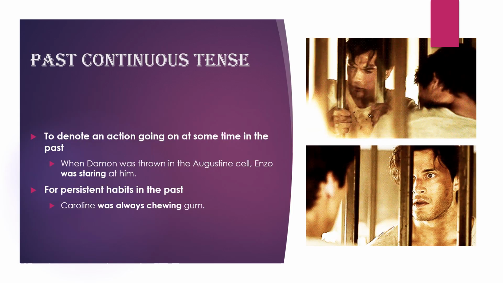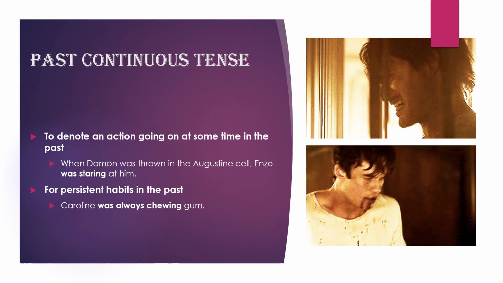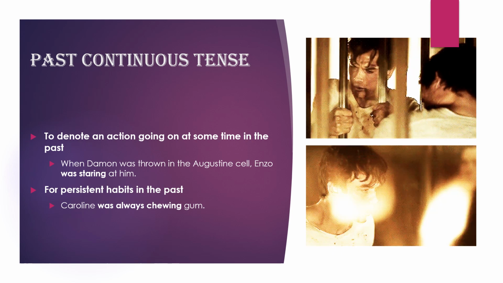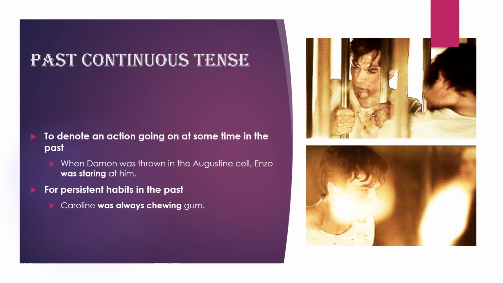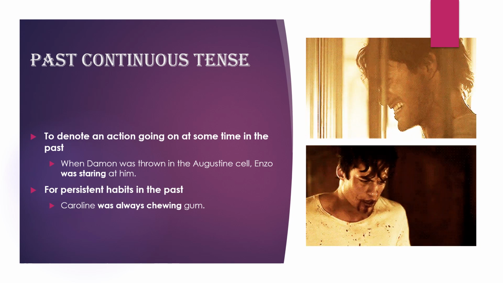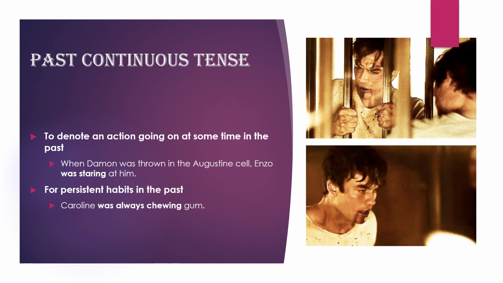The next tense is past continuous tense. To denote an action going on at some time in the past, we may use past continuous tense. For example, when Damon was thrown in the Augustine cell, Enzo was staring at him.